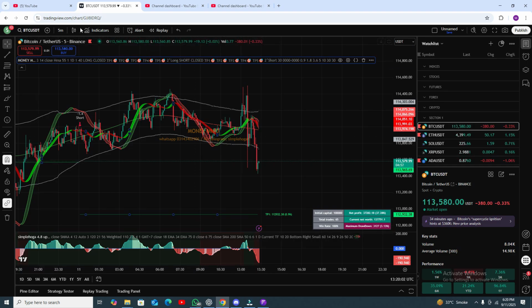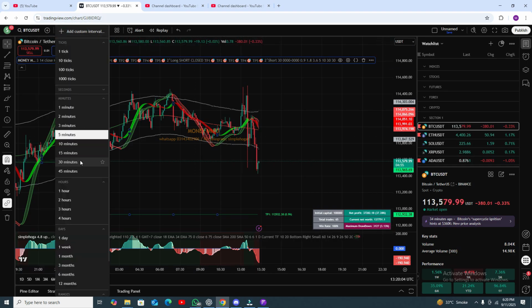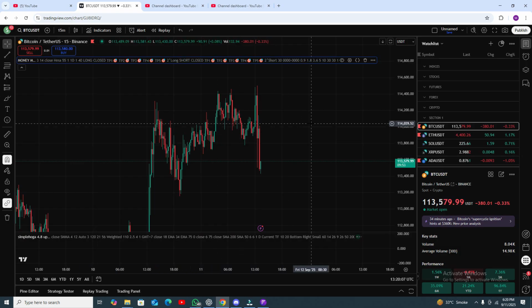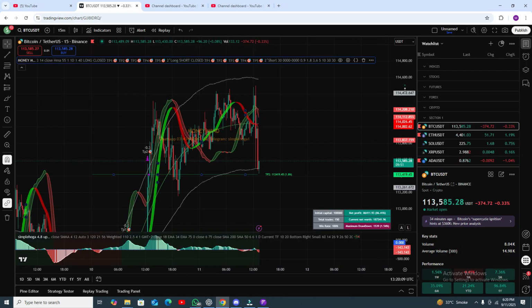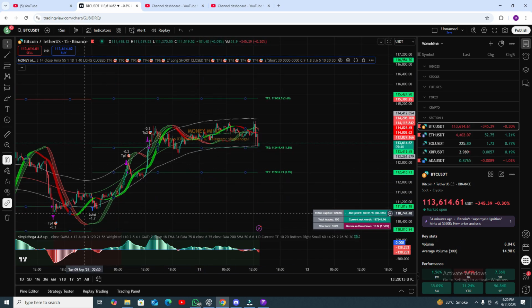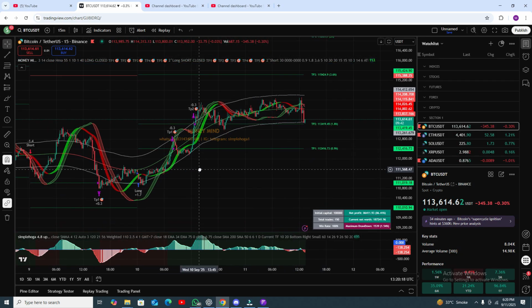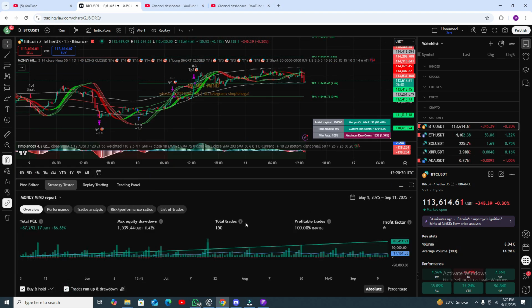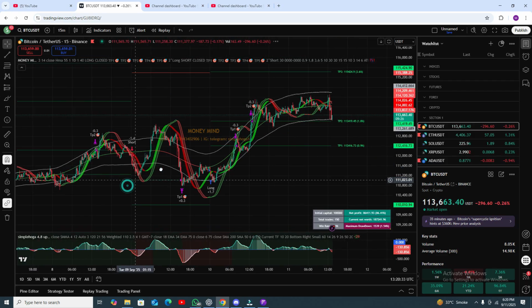If you want to see the results in the 15-minute time frame in the BTC, here that was your buy position according to the 15-minute time frame, okay. If you go to the strategy, 150 trades from 1 May to 11 September, you got 150 trades, out of which all the trades are successful. And let me show you the results in the 15-minute time frame.